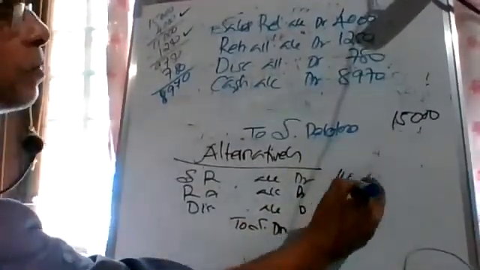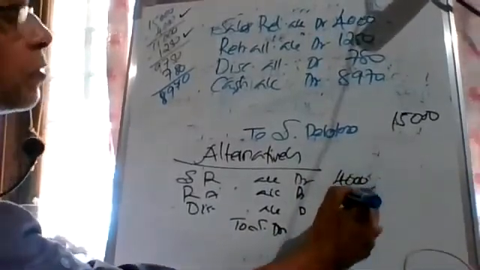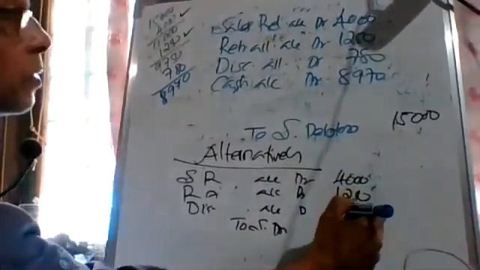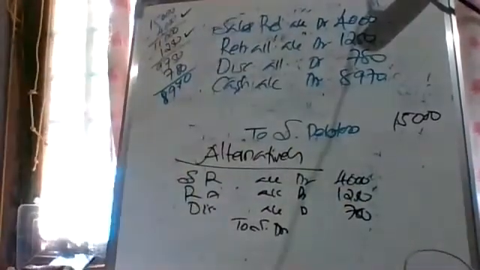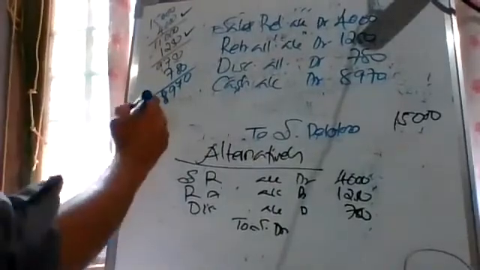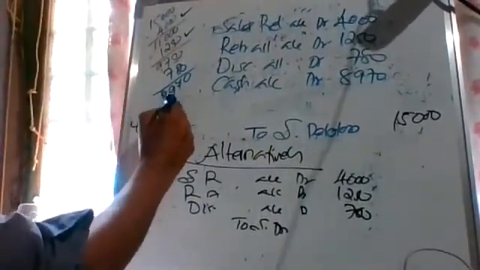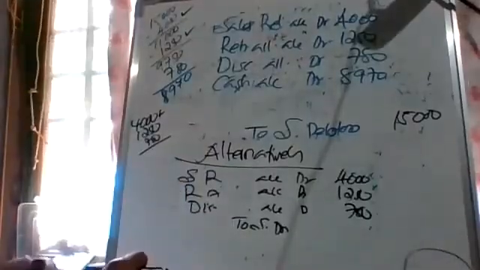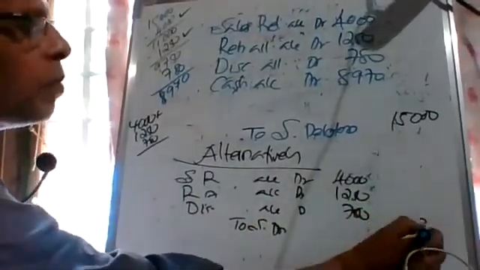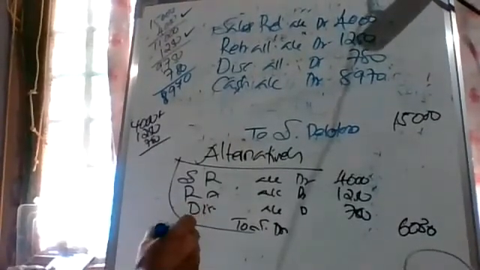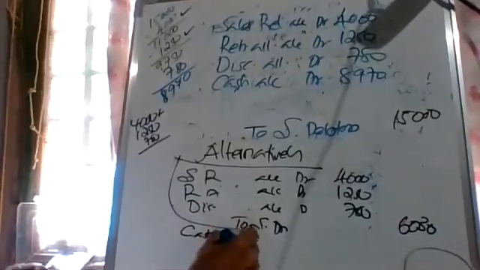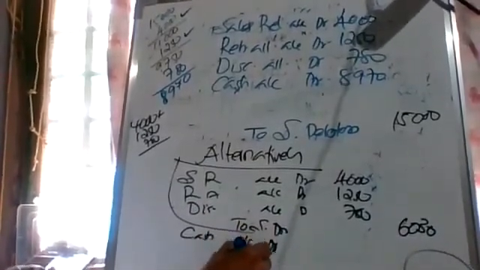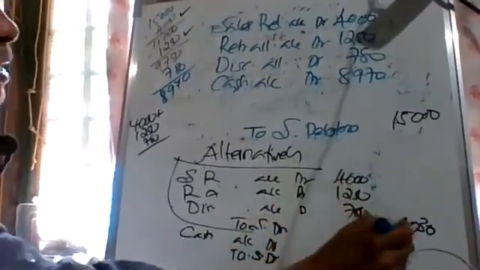Sales return 4,000, rebate allowed 1250, discount 780. So the total of 4,000 plus 1250 plus 780 is 6,030. That is one entry for adjustment, another entry for receipt: cash account debit to sundry debtors 8970.